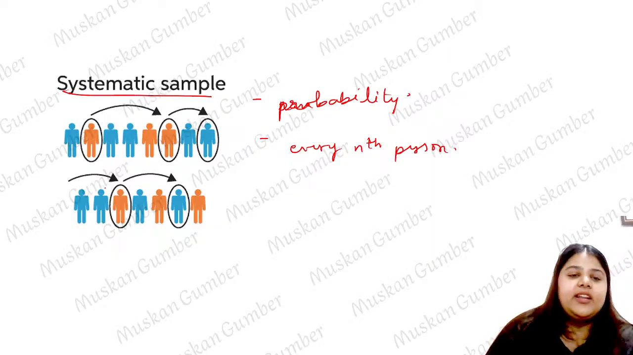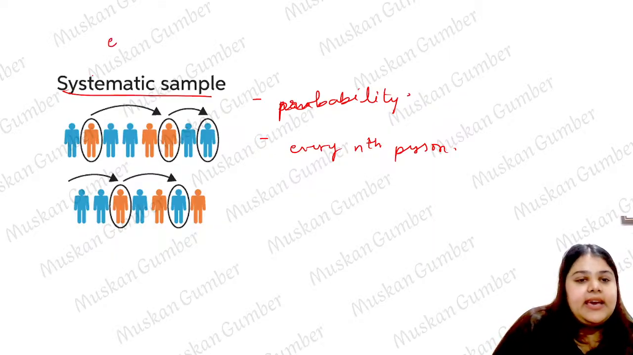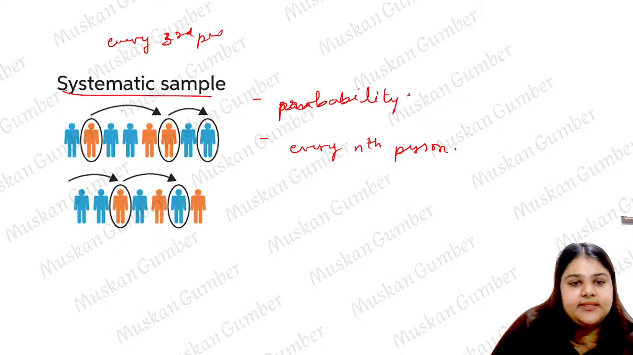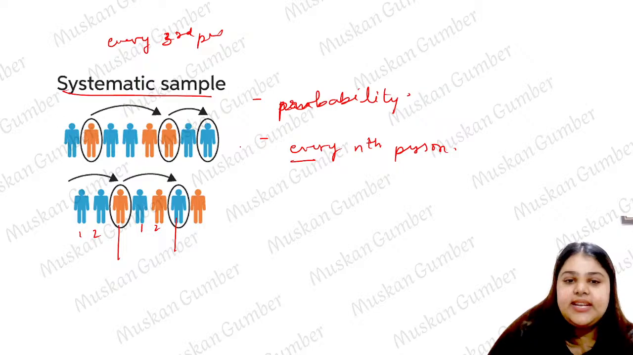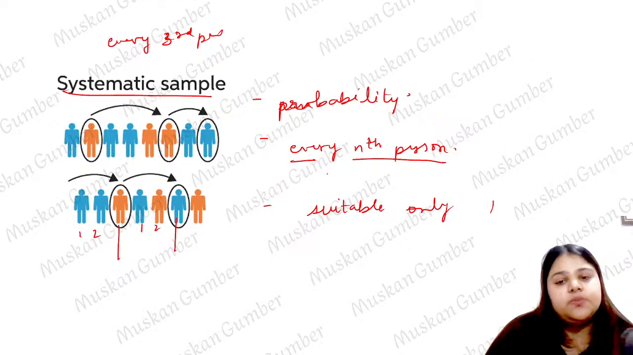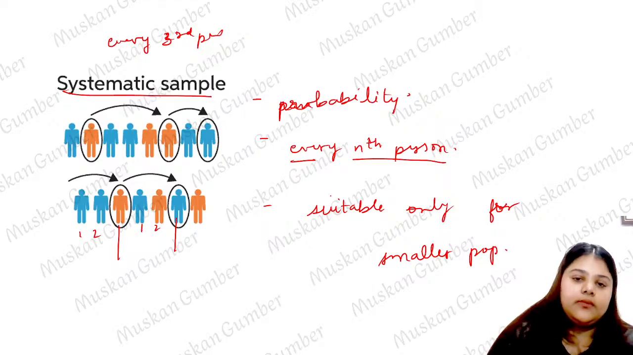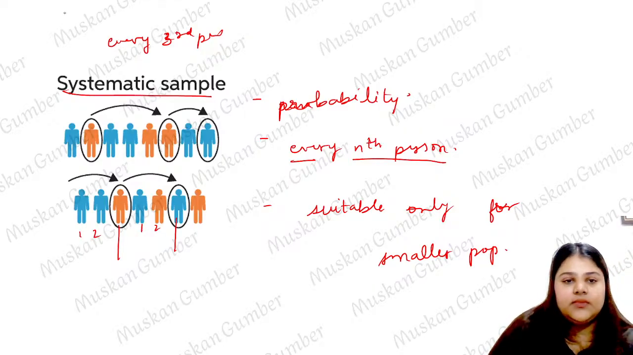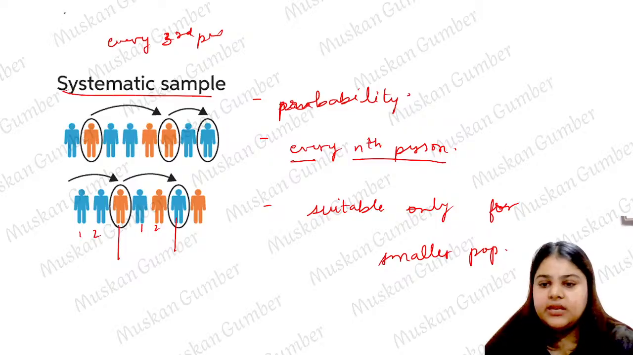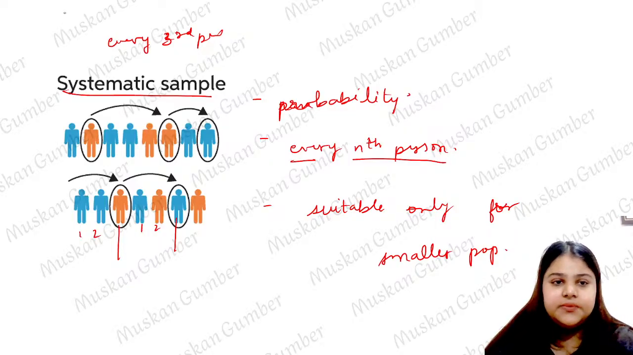For example, I am saying that every second or every third person will be selected. So I'll be like, 1, 2, you are selected, 1, 2, you are selected, and so on. So here every nth person is selected, but this type of sampling is suitable only for a smaller population. Clear, everyone? What is systematic sampling? Pretty easy, pretty short and simple.